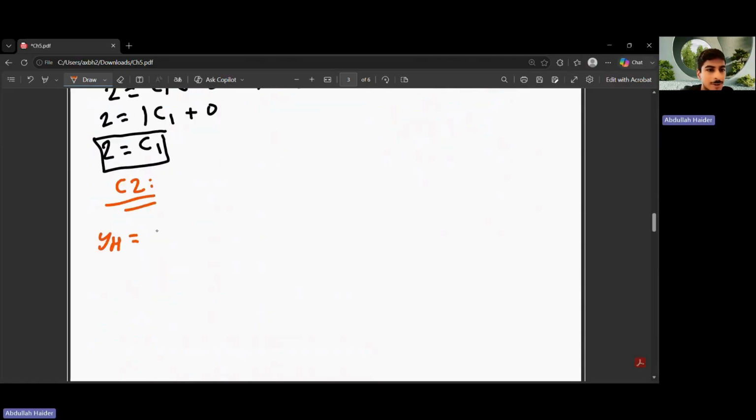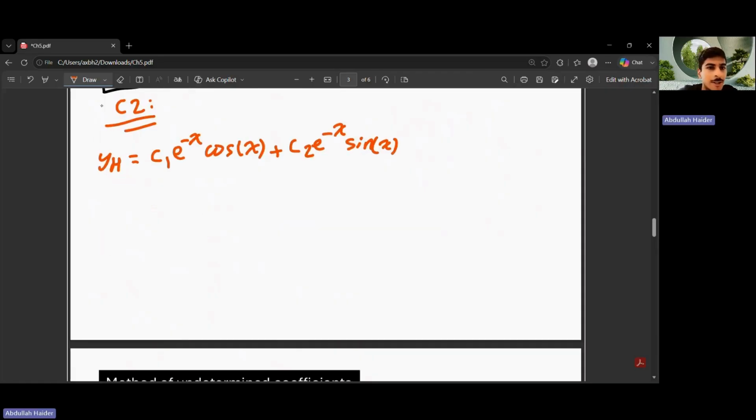Y of h is equal to C1 e power negative x cosine x plus C2 e power negative x sine x. And let's say I want to factor out e power negative x to make it easy: e power negative x times C1 cosine x plus C2 sine x.